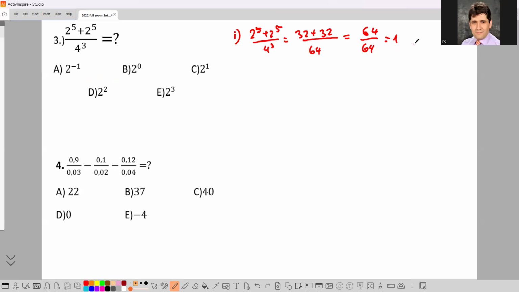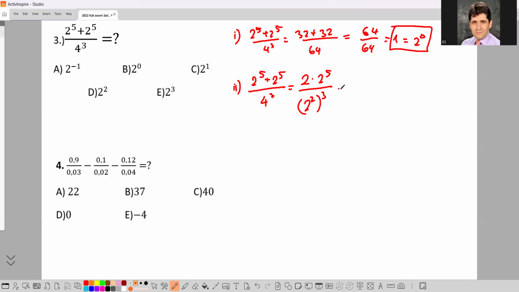We can clearly see there is no number 1, but actually under B, 2 to the power 0 is 1. It's not 0. We have also another way, which is without calculating. So 2 to the power 5 plus 2 to the power 5 over 4 cubed. This would be 2 times 2 to the power 5 over 4 actually is 2 squared, all that cubed, which makes 2 to the power 6 over 2 to the power 6. The way we divide exponents with the same base is you copy the base and subtract the exponents. That makes it 0. So it's the same answer in both cases.